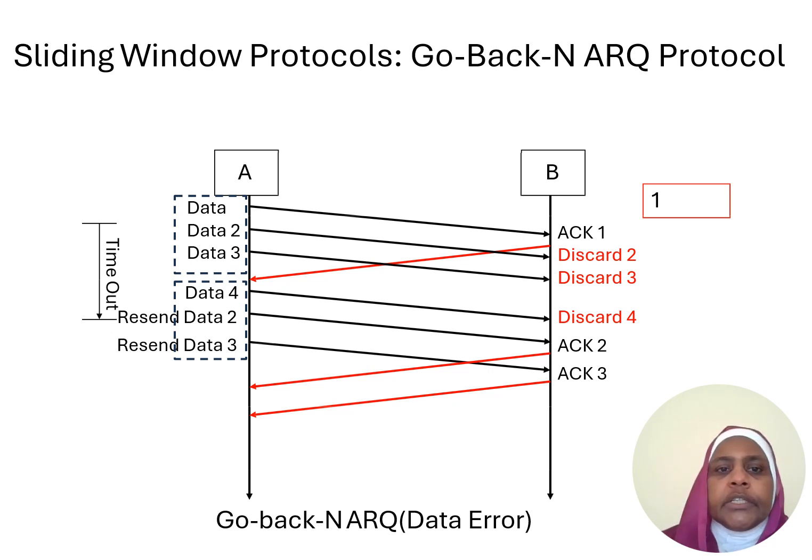For example, here, frame 1 has reached without error, frame 2 had an error and was discarded. When frame 3 reached the destination, it was also discarded. When frame 4 reached the destination, it was also discarded. Then the sender timed out, recognizing that there is no acknowledgement except for frame 1. So it will start sending from frame 2, 3, and 4. It won't send any other frames until it gets the acknowledgements.